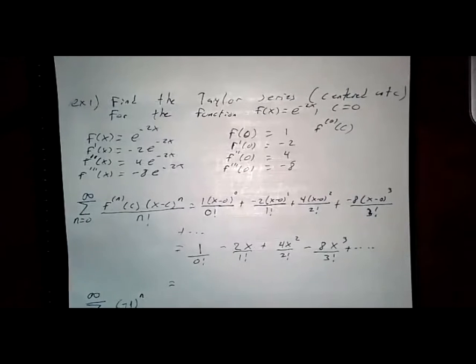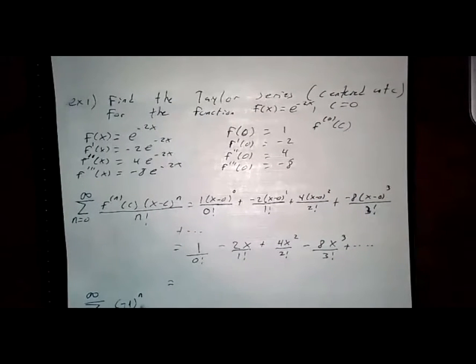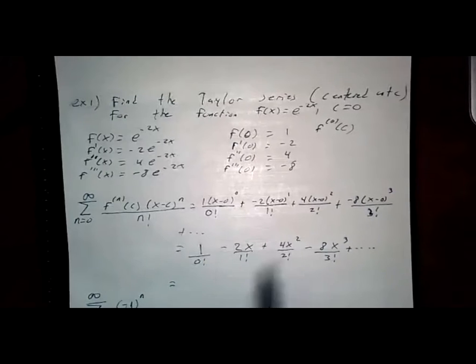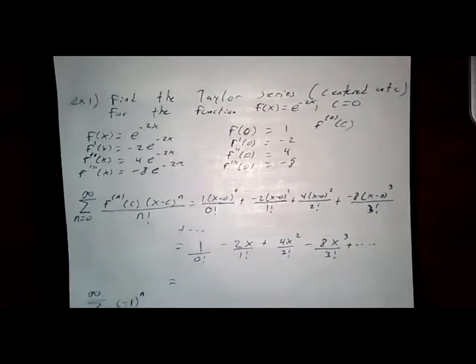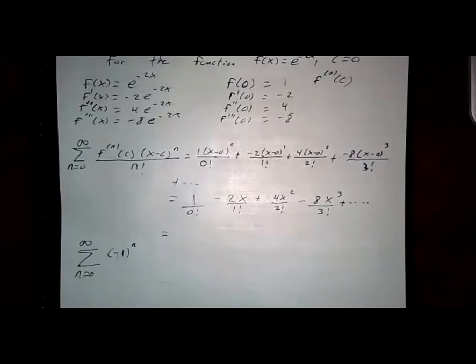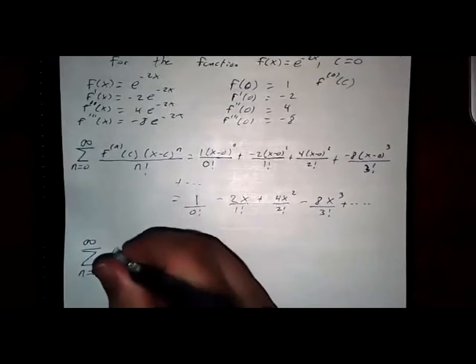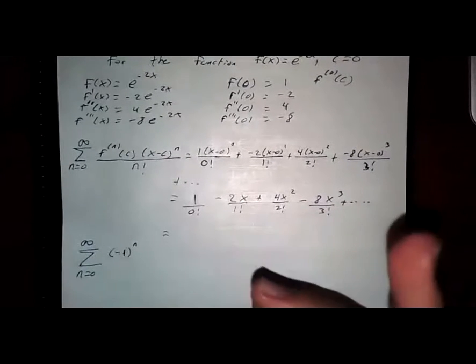At 0, it's positive. At 1, it's negative. At 2, it's positive. So yeah, this one works. It doesn't have to be n plus 1. It would be just negative 1 to the n.